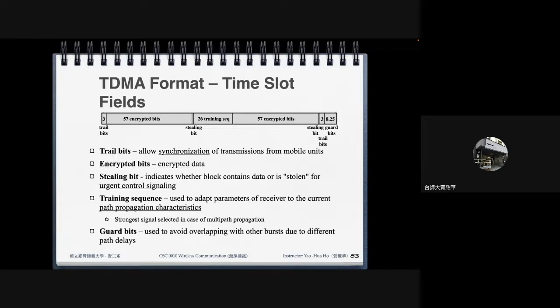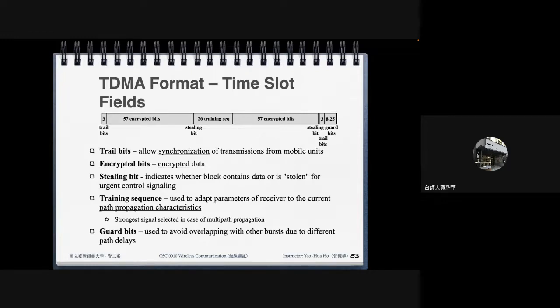Now this is for error correction code. So I have a 1 and 2. I send double, but they use different error correction codes to encode these encrypted bits. You can think of the encrypted bits as the data. Then I have stealing bits. 3 stealing bits indicate whether the block contains data or is stolen by an urgent control signal. I can borrow this specific time slot for a control signal, and by checking that, I know this entire time slot is not for me to use. So that's stealing bits.